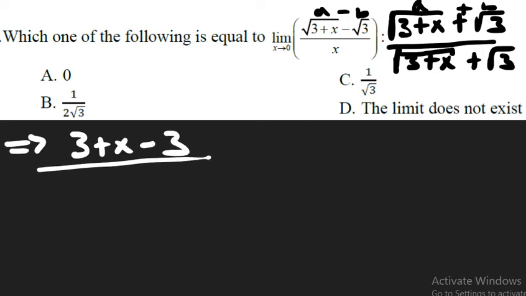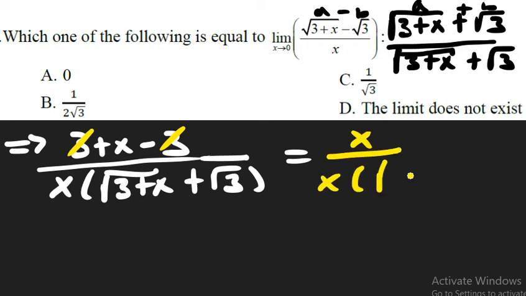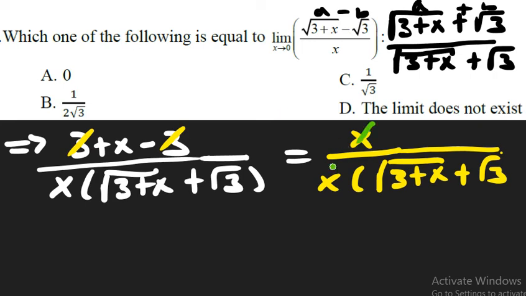Denominator: when you multiply x times the multiplier here, it's going to be x in bracket square root of 3 plus x plus radical 3, which is equal to, now at the top 3 and negative 3 cancel, and what remains? x over x in bracket, just write as it is, square root of 3 plus x plus radical 3. This is the whole over. So as you see here, x cancelled out. This was the problem. Now we can find the limit.